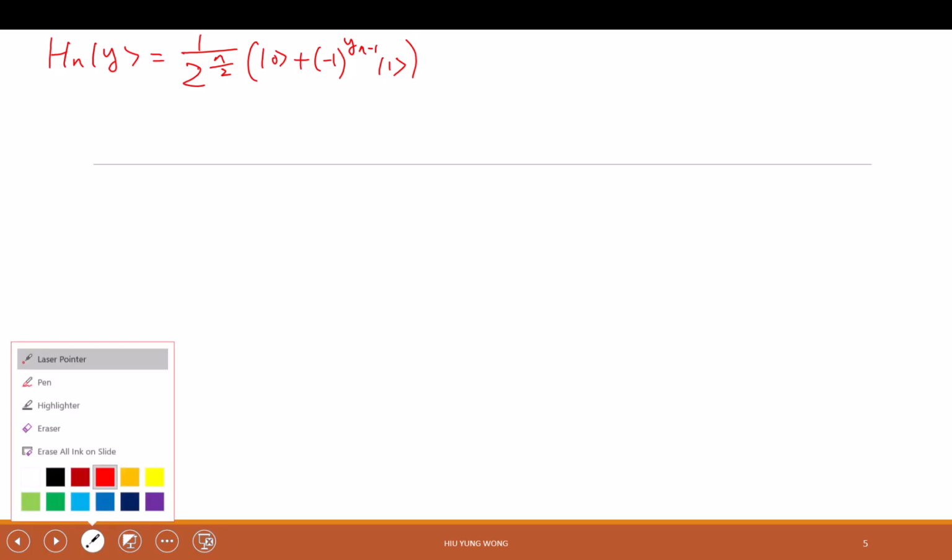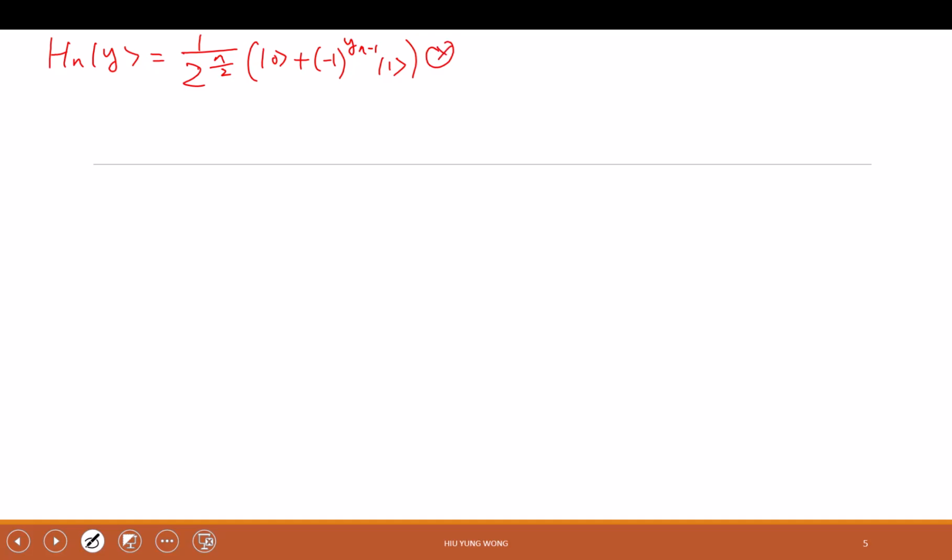Make sense? Then I continue the rest. Of course, it's tensor product 0 plus negative 1 yn minus 2. Right? And then continue. The last one is 0 plus negative 1 y0, 1. That gives me everything. Is this okay? Right?